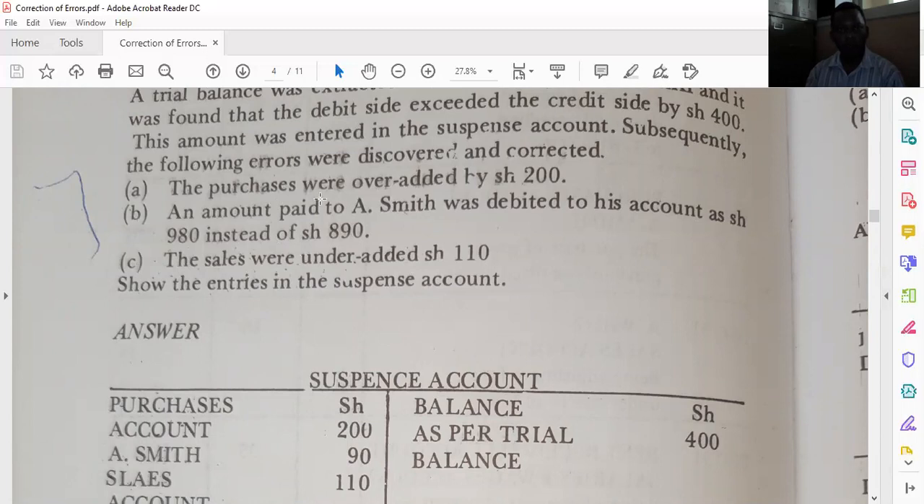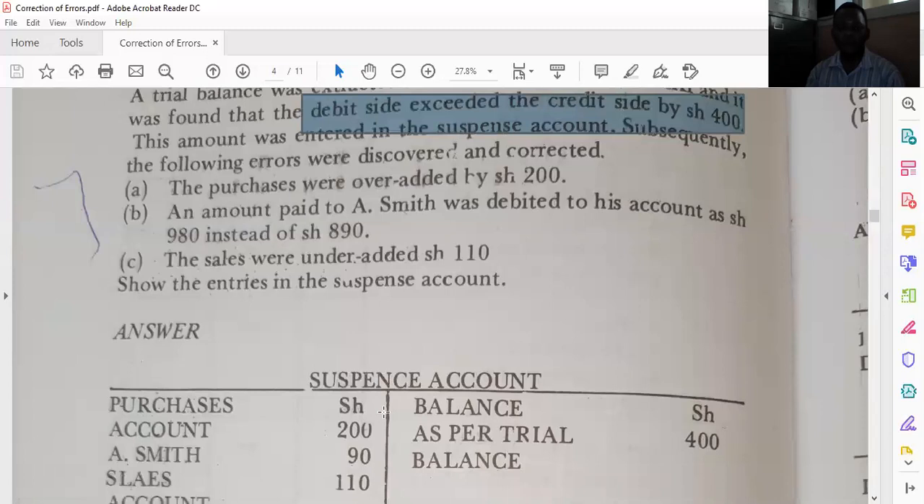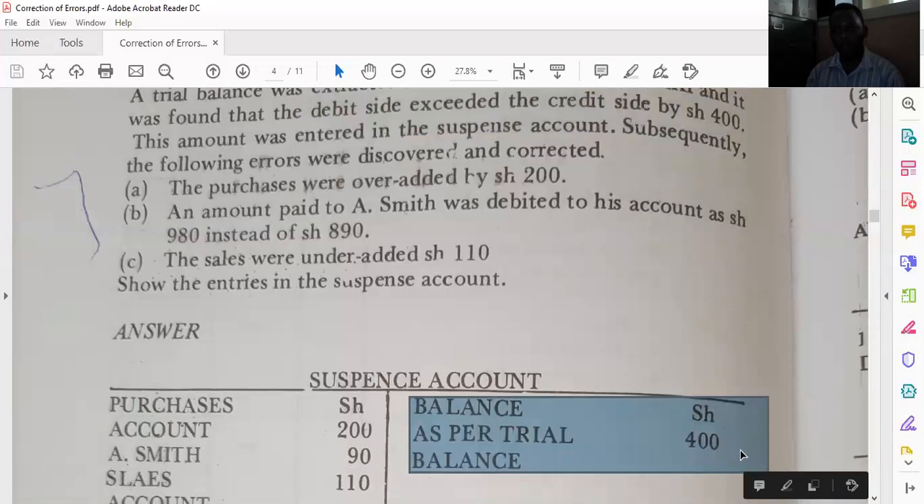We are told that the debit side exceeded the credit side by 400 shillings. So the credit side was less. So therefore, you open the suspense account and credit this. If the credit side of the trial balance is less, then we post the difference on the credit side, as you can see here. So we have the balance as per the trial balance, that is 400 shillings. And then we correct the errors.